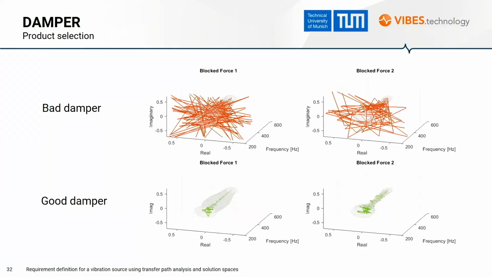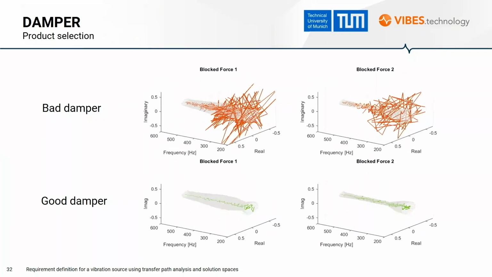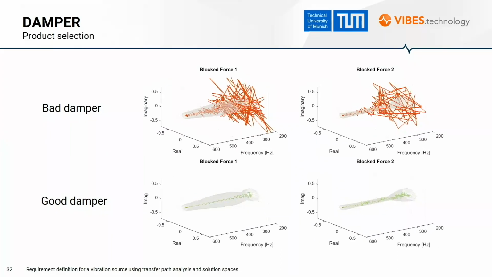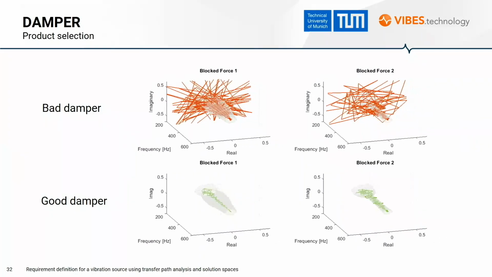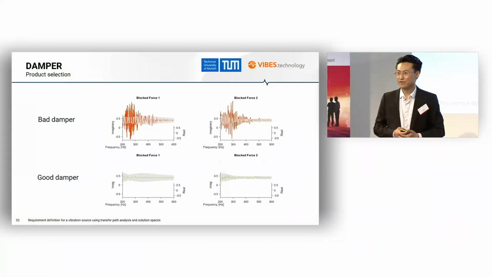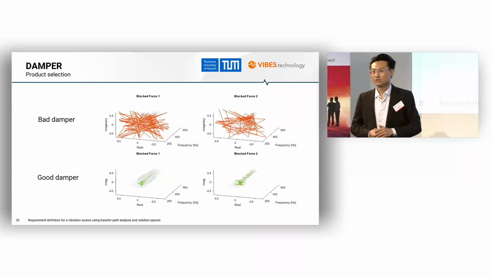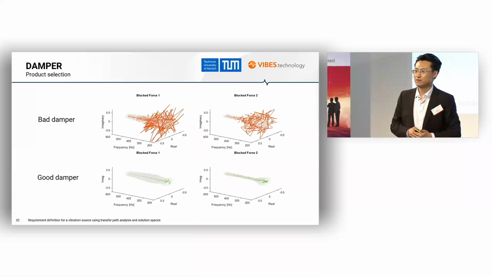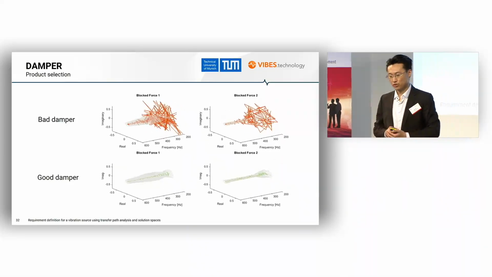With these requirements, we can select good products. For example, here we have taken 2 products as an example. The block force of the first damper is larger than requirements, especially in the lower frequency range. And the block force of the second product is smaller than the computed requirements. It means that with the second damper, the sound pressure level of the vehicle is smaller than the limit value. And with the first damper, it would be too loud.